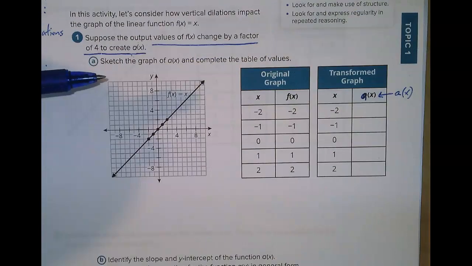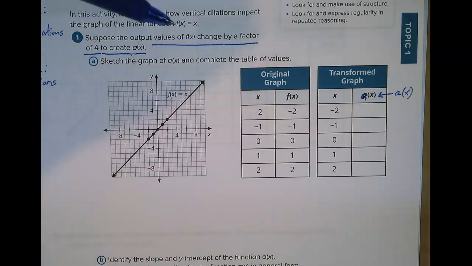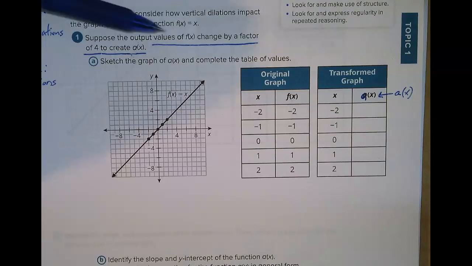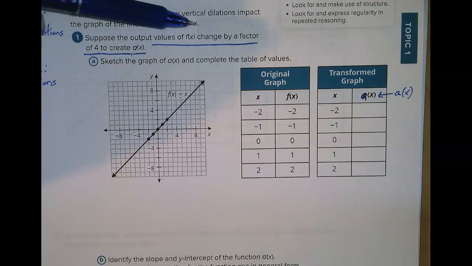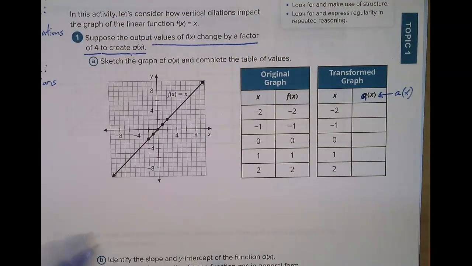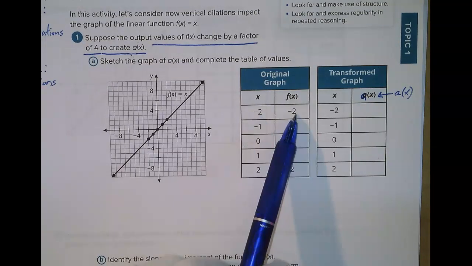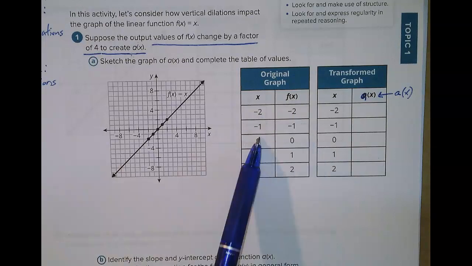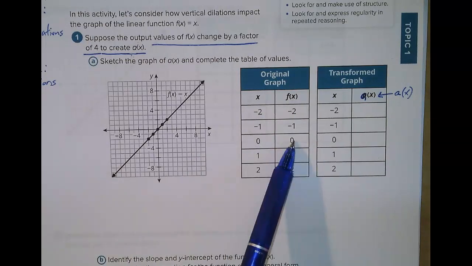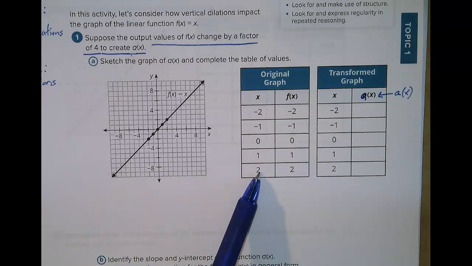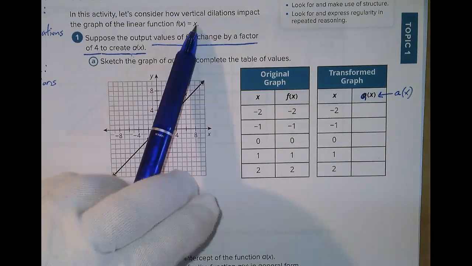What we're going to do first is we're still starting with the function f of x equals x. And remember, what that means is the output, when you put in an x, is going to be the same as x. So if you put in a -2, you're going to get out a -2. If you put in a 0, you're going to get out a 0. If you put in a 2, you're going to get a 2 out.